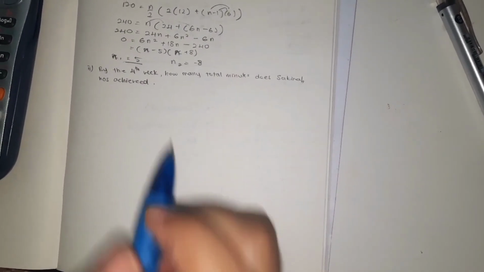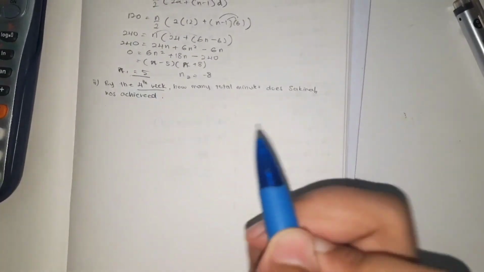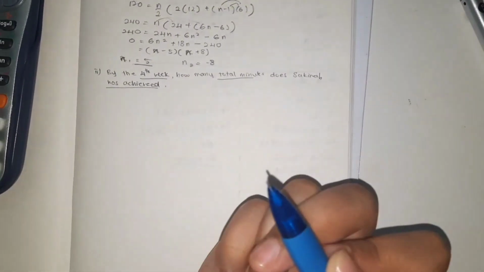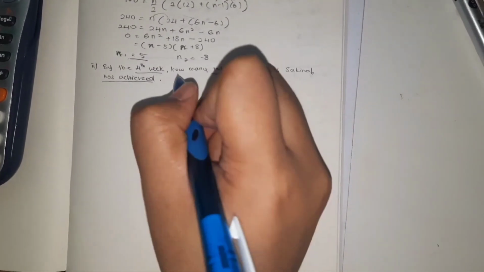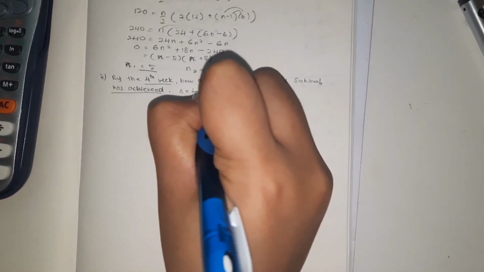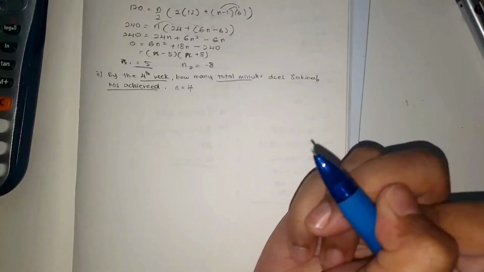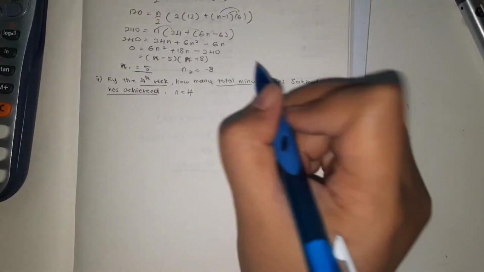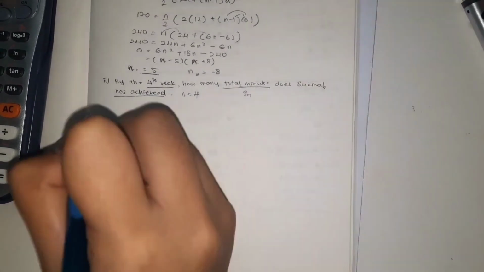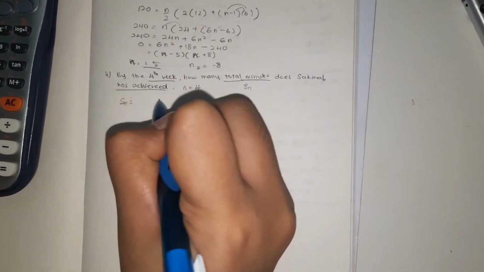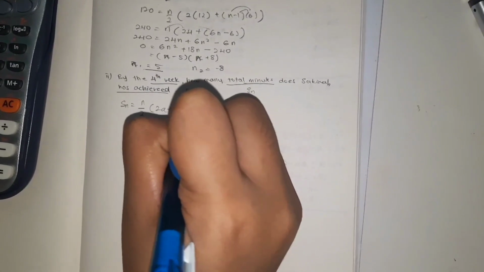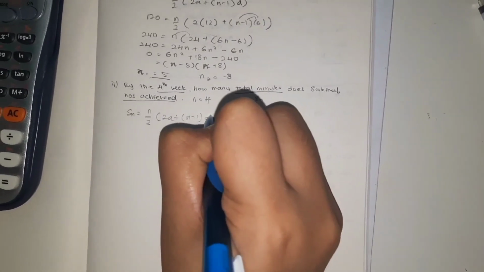Next question: by the 4th week, how many total minutes has Sakina achieved? So in this question, it asks by when n equals 4, and then it asks the total minutes. Therefore, we need to use the Sn formula. Again, the Sn formula is equal to n over 2 in bracket 2a plus n minus 1 d.